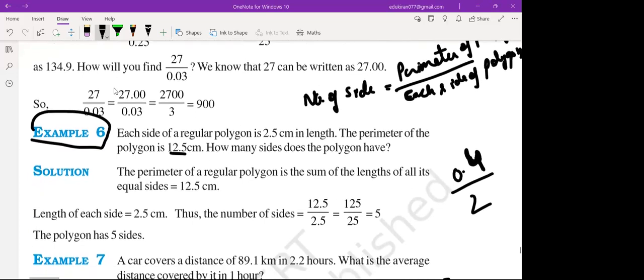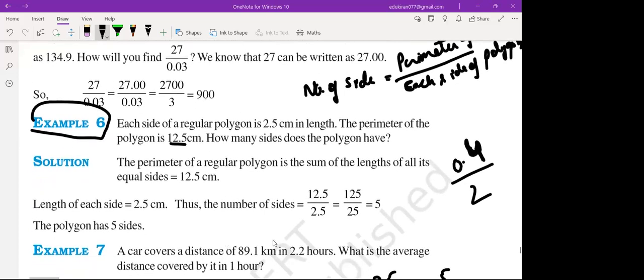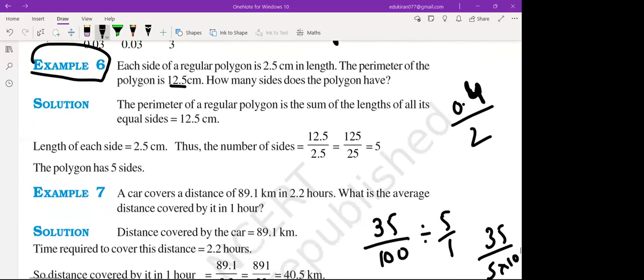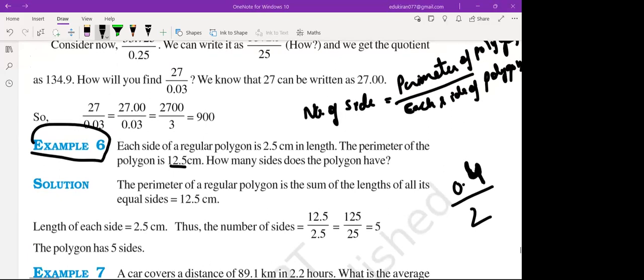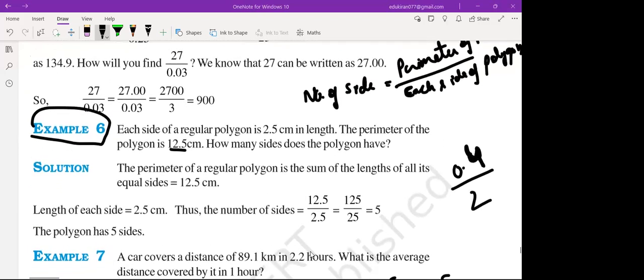Yes, very good. Now this one, you have to find the average. A car covers a distance of 89.1 kilometers in 2.2 hours. So what is the average distance covered in 1 hour? So what you will do, you will simply divide it. You know that, right? And you will get the answer.